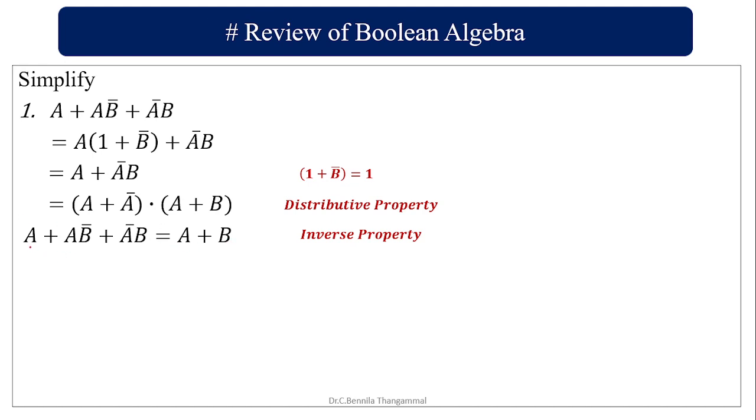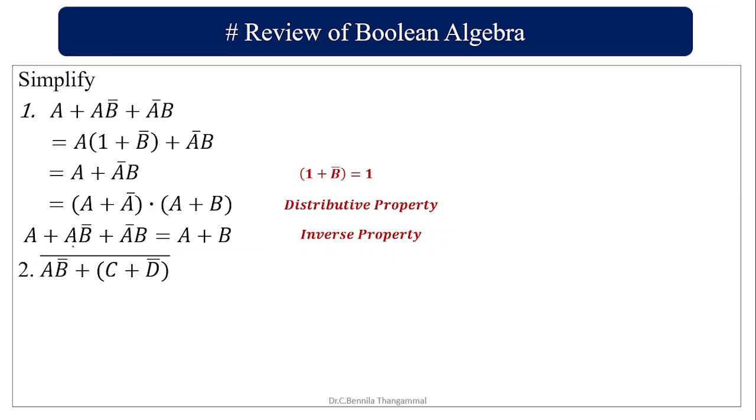So totally I have how many literals? 3 terms. Literals: 1, 2, 3, 4, 5 different literals. So it has been reduced to 2 terms with 2 literals. So here, simplify A B bar plus C plus D bar whole bar.